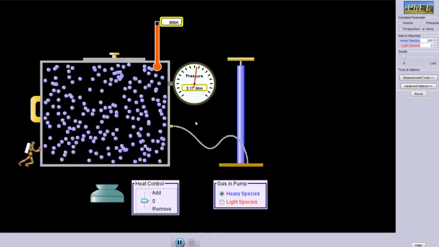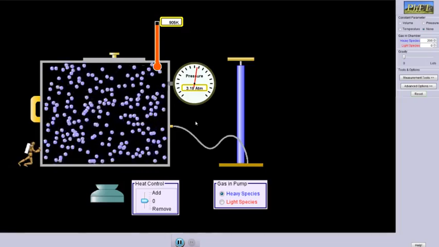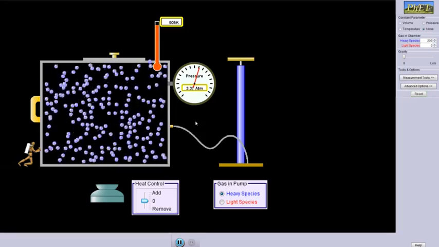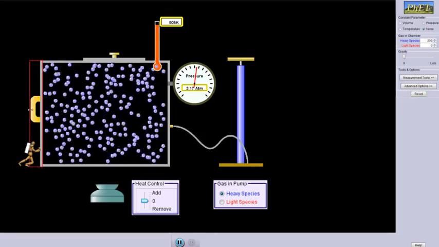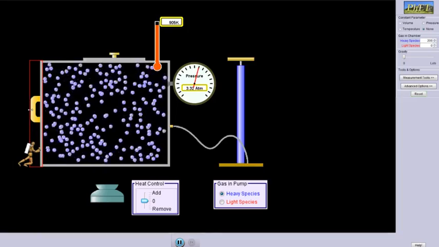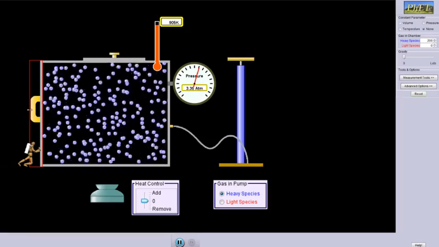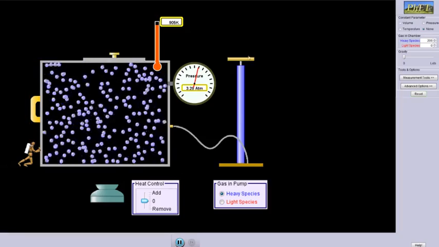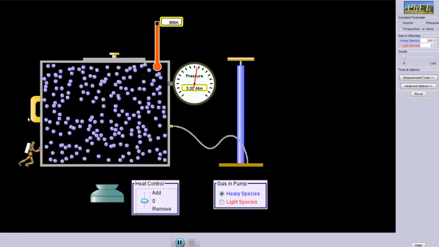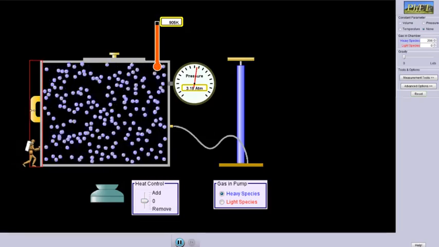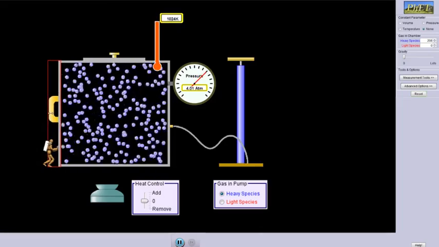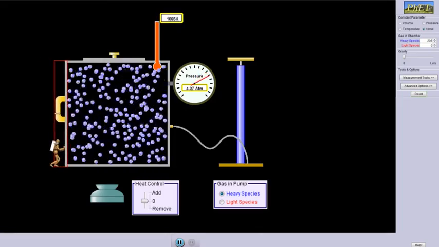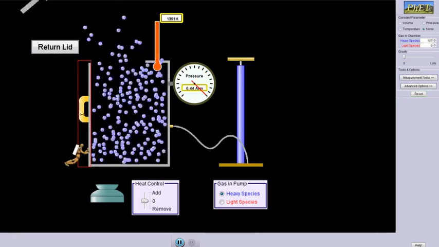Pressure is proportional to temperature, and it's proportional to how many molecules or atoms there are. To be a little more precise about that, it's proportional to the density. So if I was to, rather than adding more atoms or molecules, just reduce the size of the container, that would also increase the density and increase the pressure until we blow our top.